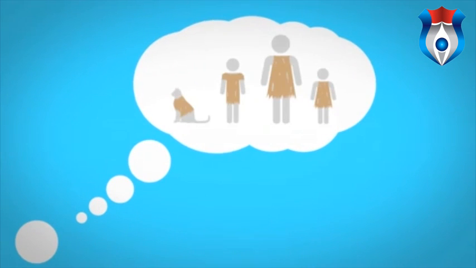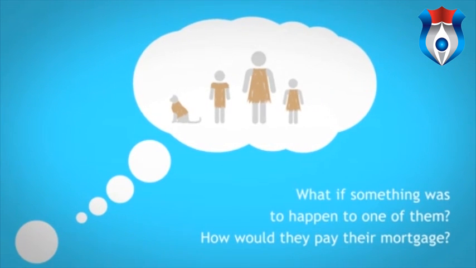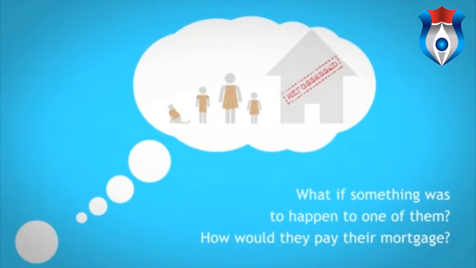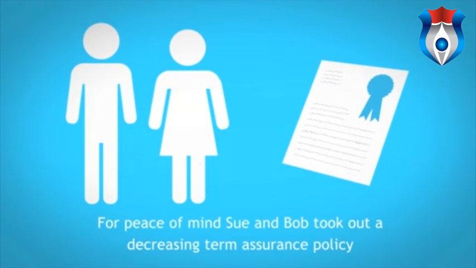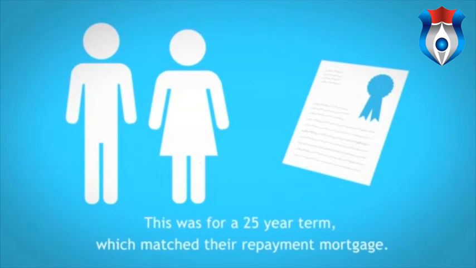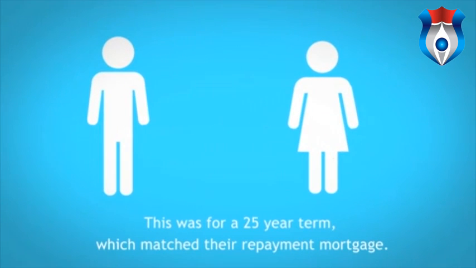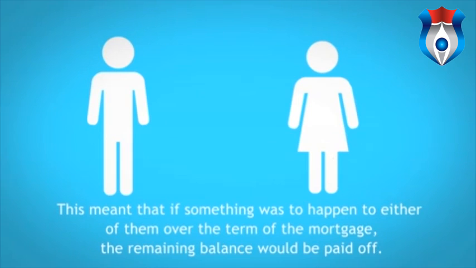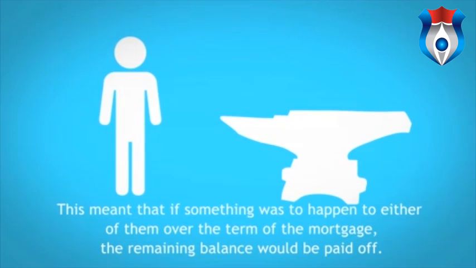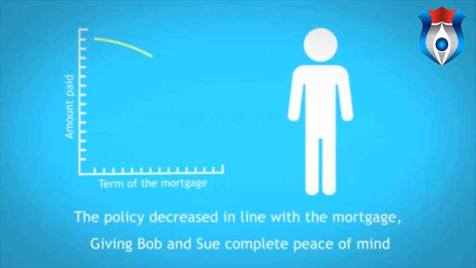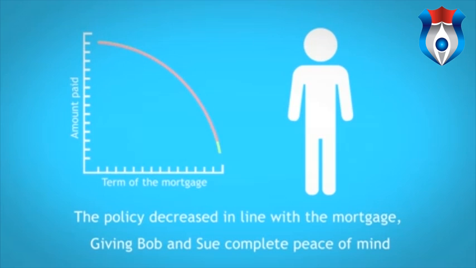But Sue thought, what if something was to happen to one of them? How would they pay their mortgage? For peace of mind, Sue and Bob took out a decreasing term assurance policy. This was for a 25-year term, which matched their repayment mortgage. This meant that if something was to happen to either of them over the term of the mortgage, the remaining balance would be paid off. The policy decreased in line with the mortgage, giving Bob and Sue complete peace of mind.